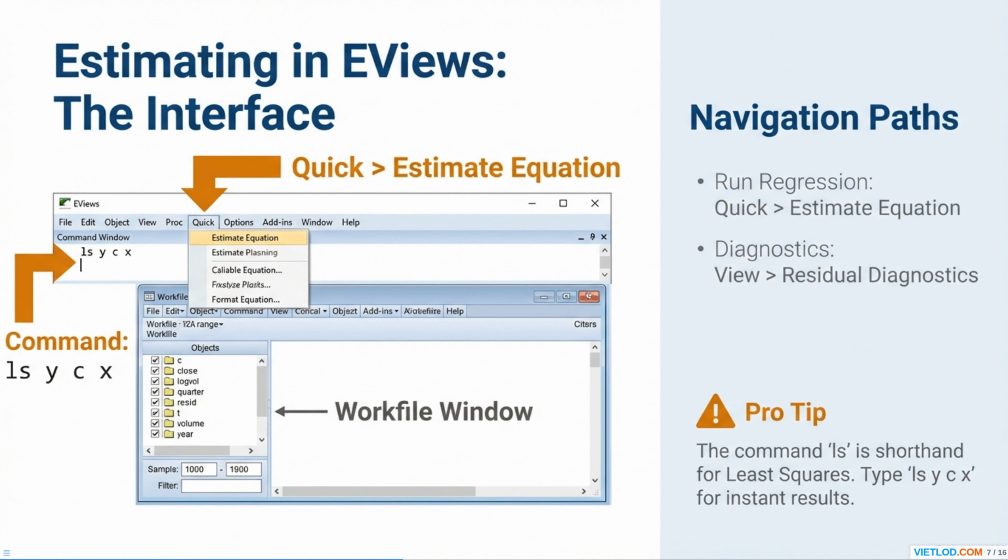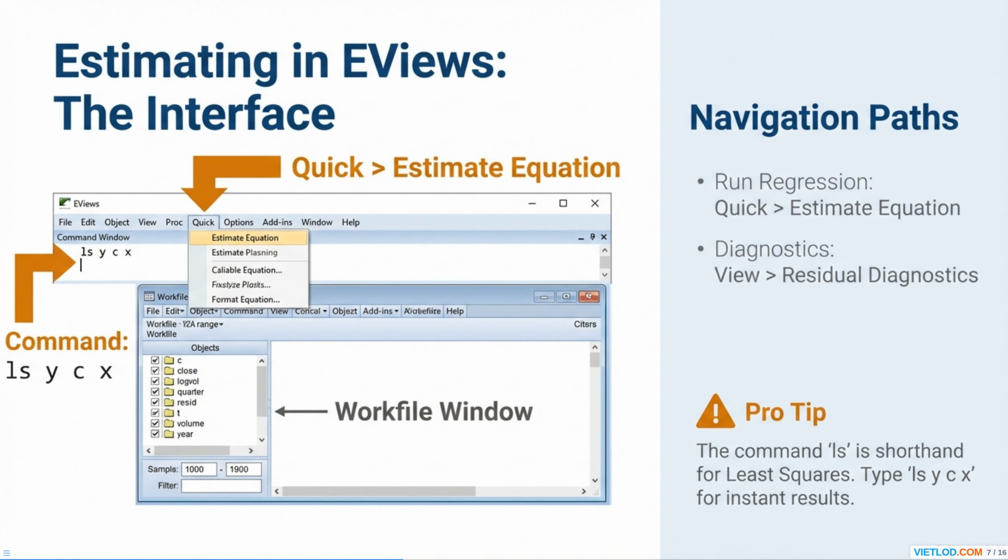For instance, typing LS Y C X immediately runs a least squares regression, where y is your dependent variable, c represents the constant, and x is your independent variable. The ls command itself is shorthand for least squares, providing instant results.